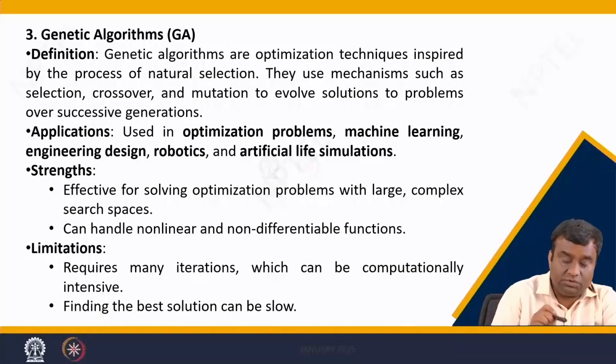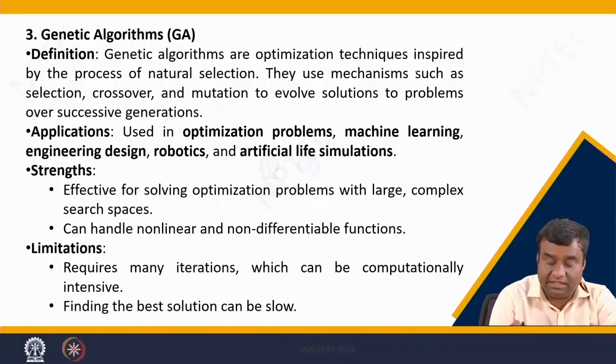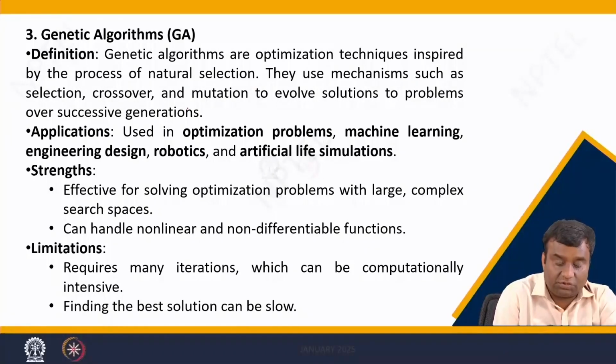Next one is genetic algorithms. Genetic algorithms are optimization techniques inspired by the process of natural selection. They use mechanisms such as selection, crossover, and mutation to evolve solutions to problems over successive generations. Used in optimization problems, machine learning, engineering design, robotics, and artificial life simulations. Strengths: effective for solving optimization problems with large complex search spaces, can handle nonlinear and non-differentiable functions. Limitations: requires many iterations which can be computationally intensive. Finding the best solutions can be slow.